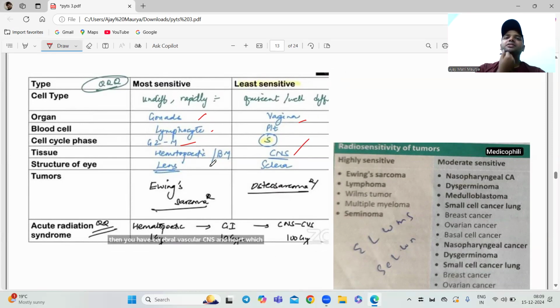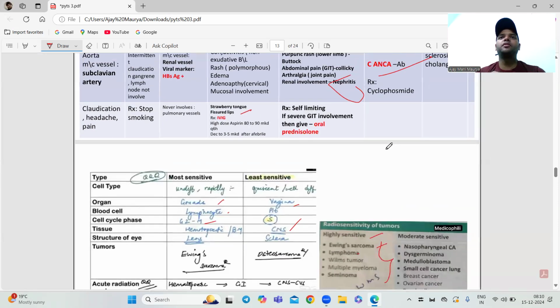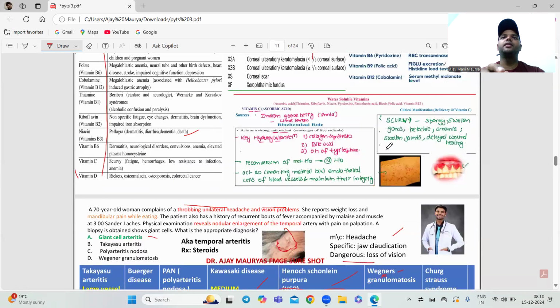See here, guys, you always have to follow this. Highly sensitive tumors are Ewing's sarcoma, lymphoma, Wilms tumor, multiple myeloma, and seminoma. These are the most highly sensitive. If they give any one of them, you have to follow this. So one MCQ from here, guys, one MCQ from here.